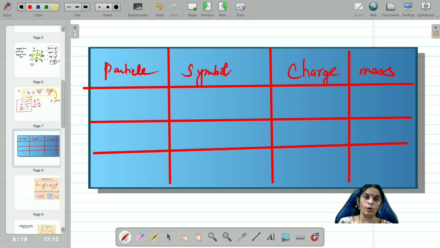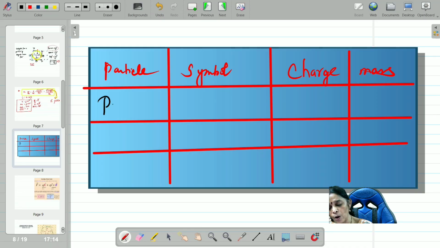Particle, what are the particles you're going to compare, children? In your examination, only electron, proton, deuteron, alpha particle. Only 4. Keep it in mind and learn only the comparison of the charge and the masses.